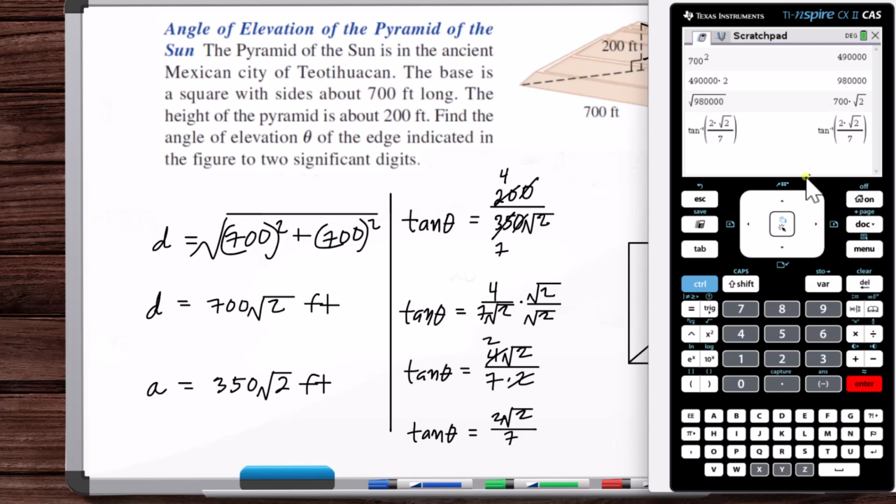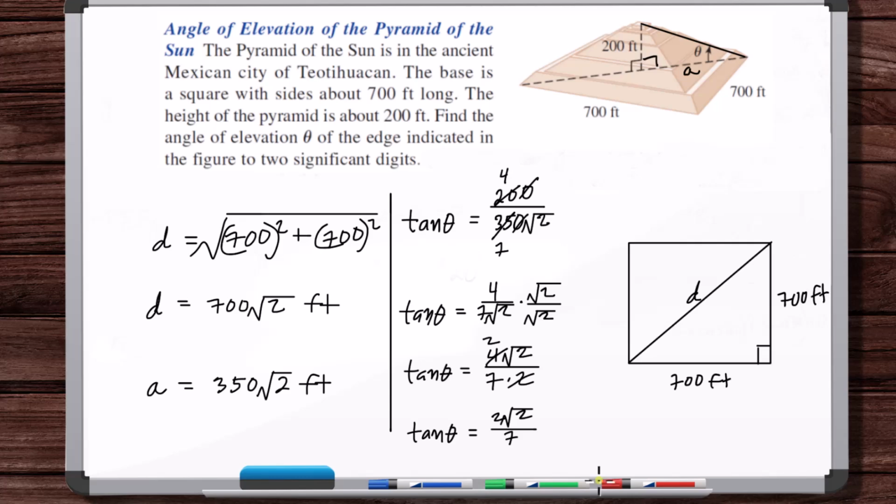It can't give us an exact answer, so that means it's not one of the special angles, or it doesn't have a reference angle that's one of the special angles. So we get an approximate answer. Control enter, that's approximate. So we get 22, and we'll just round that to 22. So theta is approximately equal to 22 degrees.